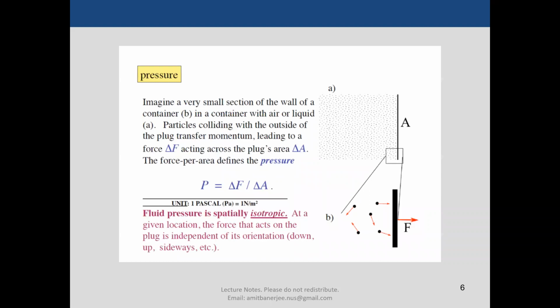So any small section of the wall in a container with air or liquid particles colliding with it basically transfers momentum. As these particles collide with the wall or the particular area that you're measuring the pressure in, they transfer their kinetic energy, and that leads to a force. And if you divide it by the area, force per unit area gives you the pressure.